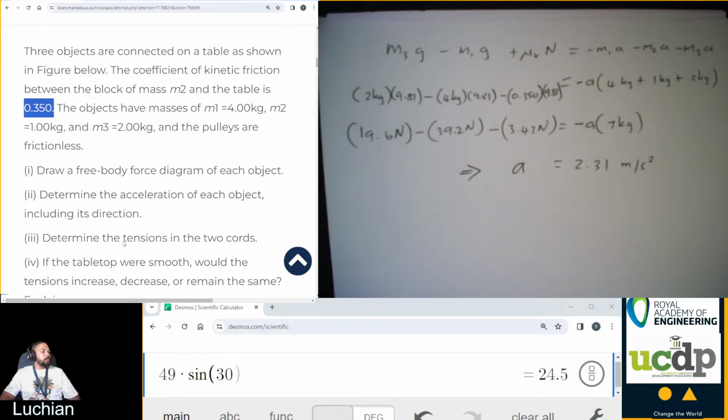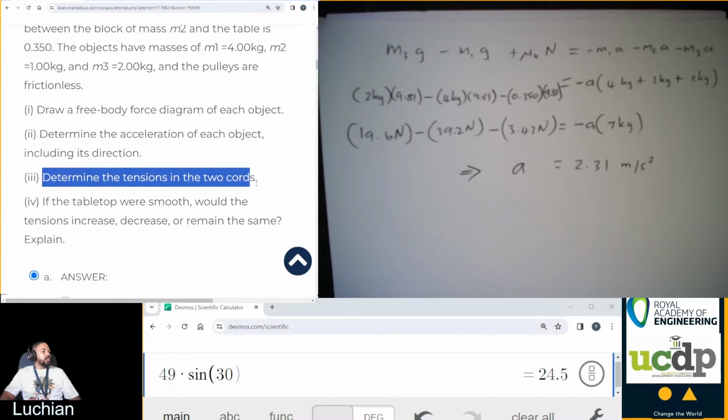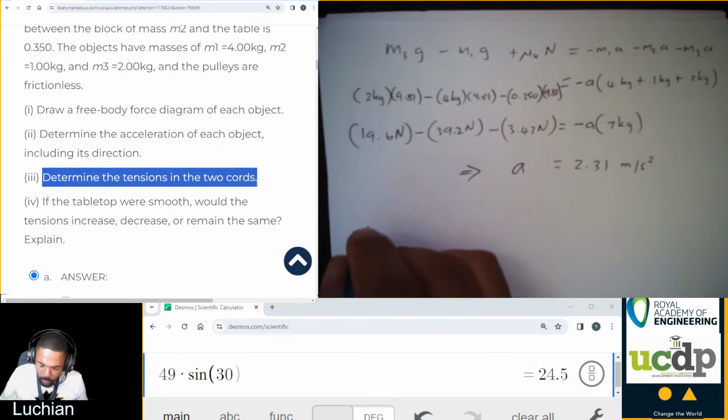Okay, now question number 3 is determine the tensions in the two cords. So you need to determine T23 and T12. So the tensions in the two cords. Now, we've worked out everything. You can just work out one of the equations.